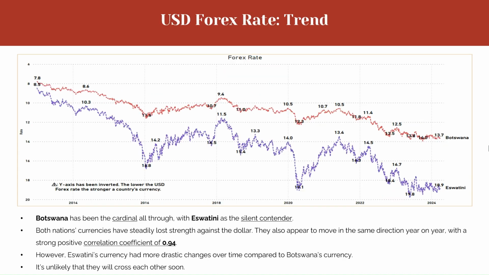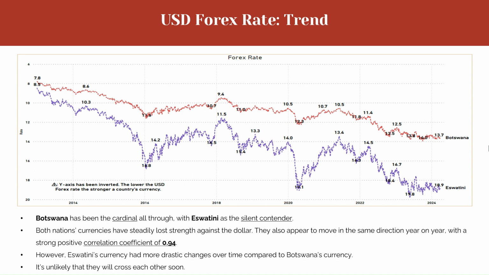Then we move to the USD forex rate for both these nations. So what we observe here again is the lower the exchange rate between a nation's currency against the dollar, the better in terms of the strength of the currency. So here we're saying that Botswana had the strongest currency for analysis period 2013 to 2024, and then second to it was Eswatini. And you can see the rates here 8, 10, 13, 14, 18.